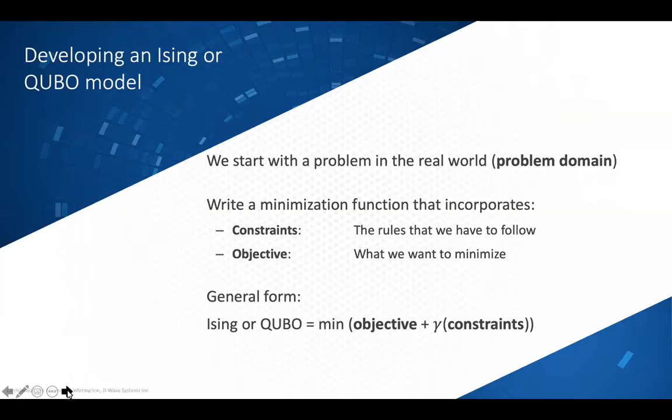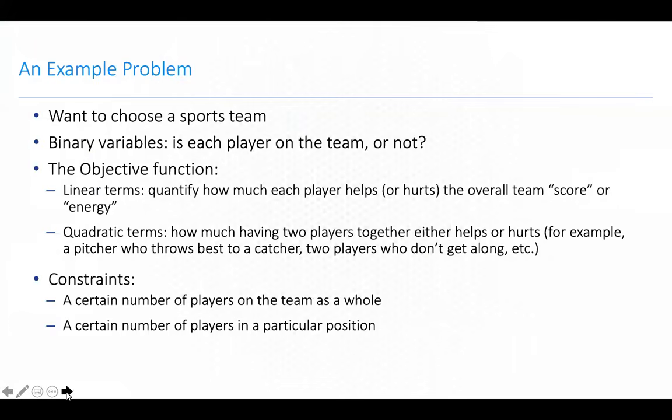And the general form is Ising or QUBO. Something to minimize is an objective plus some number, gamma, which is called the Lagrange parameter, times constraints. And the Lagrange parameter is a fudge factor. It's a number that we look for when we solve a problem. We have sort of an idea what the range is, and then you vary it. We won't go into that today. That's in some of the other webinar decks that are out there.